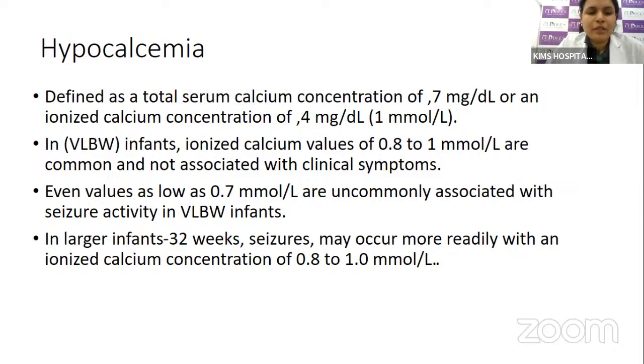Now, in very low birth weight infants, ionized calciums are physiologically between 0.8 to 1 millimoles per liter, and these are quite common and they are not associated with clinical symptoms. Even calcium levels as low as 0.7 millimoles per liter are not usually associated with seizures in VLBW infants, whereas in larger infants, seizures may occur more readily when the ionized calcium drops to 0.8 to 1 millimoles per liter.